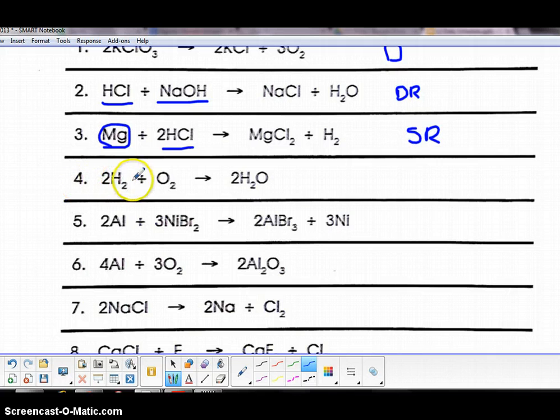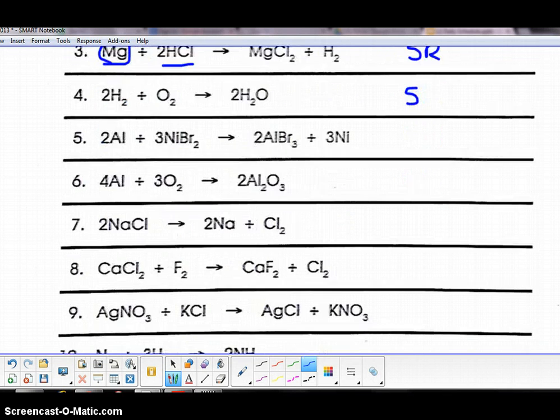Number 4, I'm seeing some O2 and H2O and stuff like this. Could this be combustion? The answer is no. I don't have 4 things. So I have to look at it again. I only have 3 things. So which is it going to be? This is where 2 becomes 1. And we said 2 becomes 1 is synthesis.